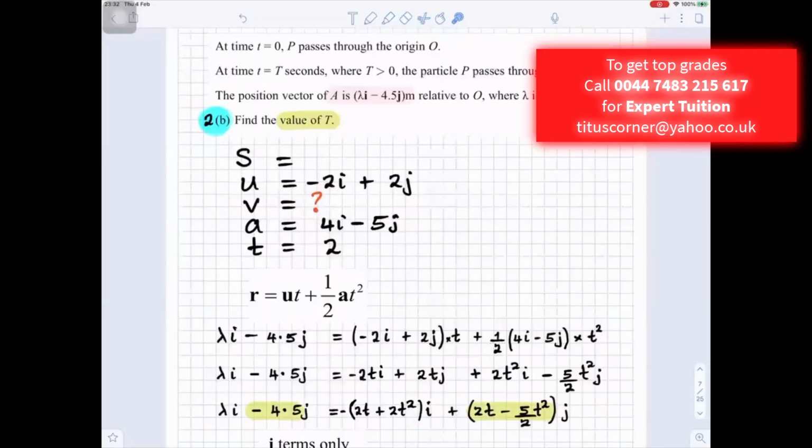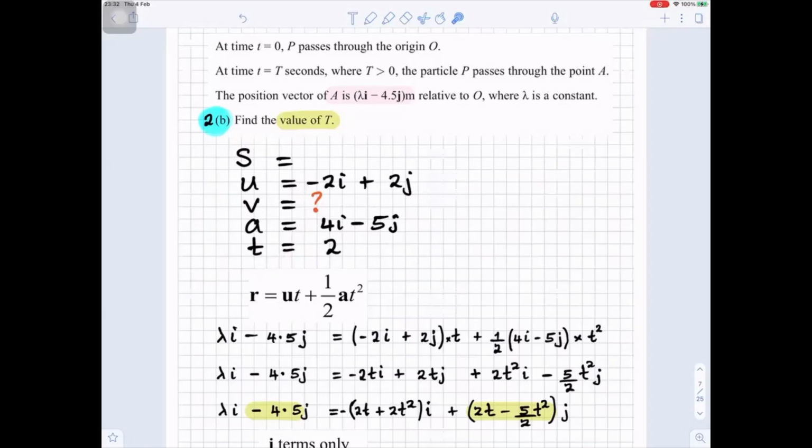At time t equals 0, P passes through the origin O. At time t equals t seconds, where t is greater than 0, the particle P passes through the point A. The position vector of A is lambda i minus 4.5j meters relative to O, where lambda is a constant. Find the value of t. We still write down the SUVAT, and then we fill in the values that we know. So the initial velocity is minus 2i plus 2j. Acceleration is 4i minus 5j. So we're going to use this SUVAT equation.